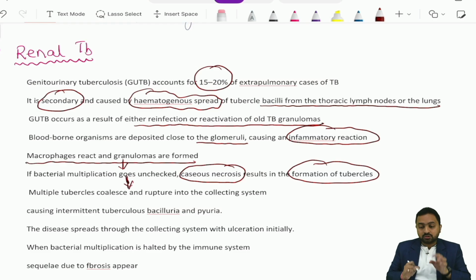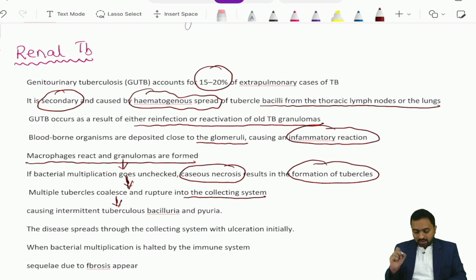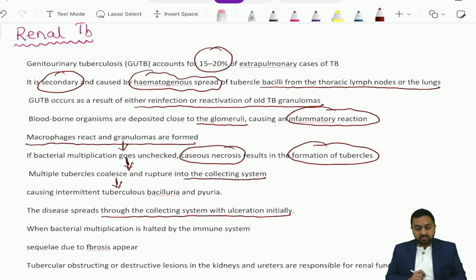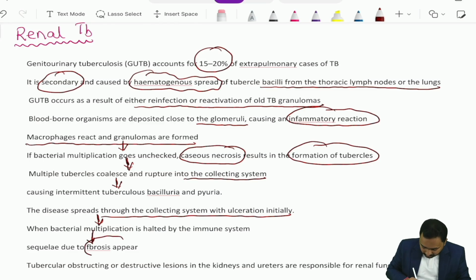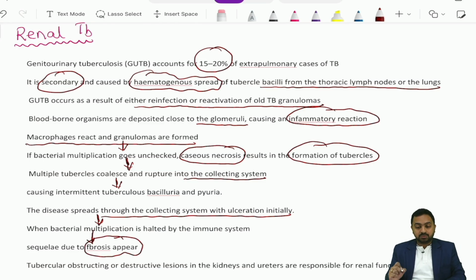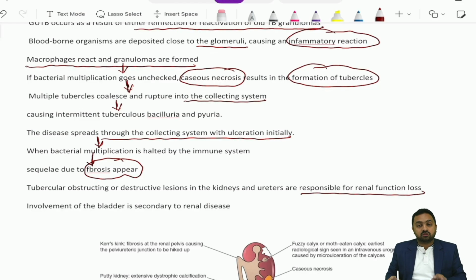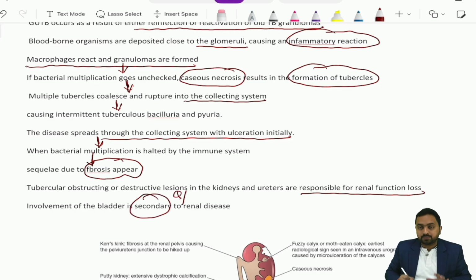Now, these multiple tubercles coalesce and rupture into the collecting system, causing your intermittent tuberculous bacilluria and pyuria. Now, this disease spreads to the collecting system with ulceration initially. When bacterial multiplication is halted by your immune system, fibrosis appears. Now, your tubercular obstructive and destructive lesions in the kidney and ureter are responsible for your renal function loss, and involvement of the bladder is usually secondary to your renal disease.